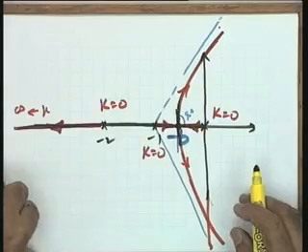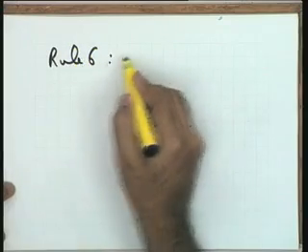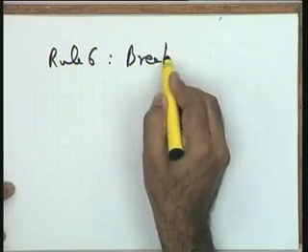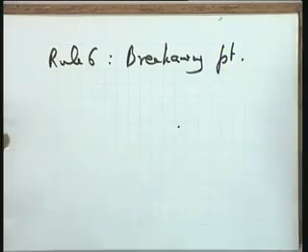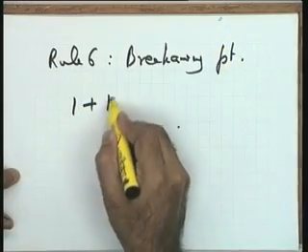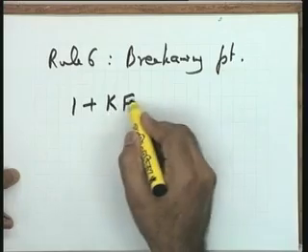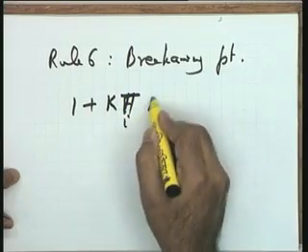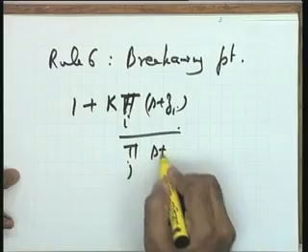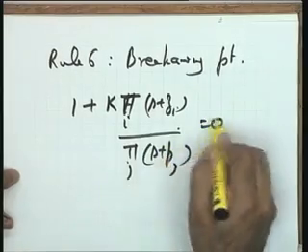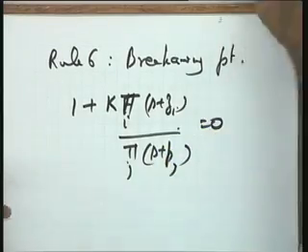So it means my next rule, please give me the tally. What was the rule number? I think 5 we have already reached. Let me go to rule number 6. And rule 6 I say, what is the breakaway point? The breakaway point, please see, 1 plus K times the product over i of (s plus zi) over the product over j of (s plus pj) equal to 0. You will note this particular point.